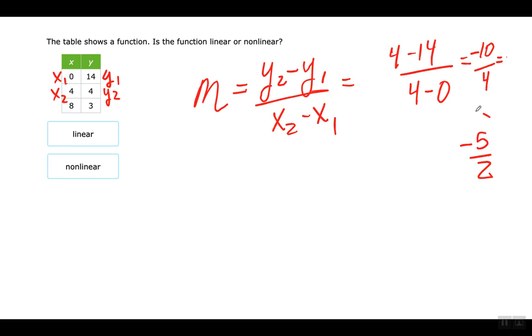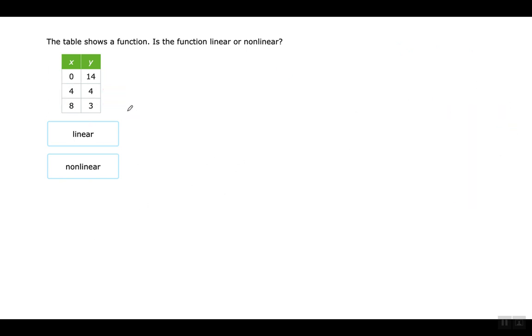All right, so negative 5 over 2 is my rate of change. Let me check the next pair.